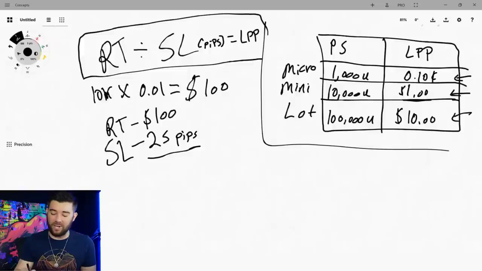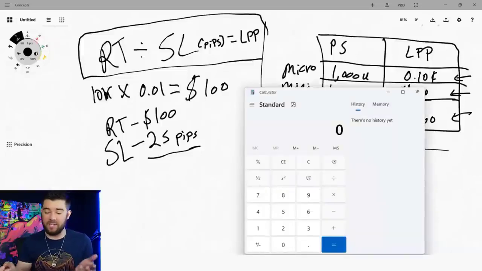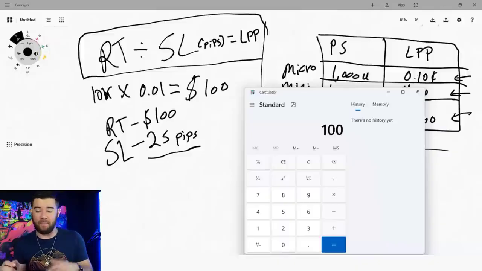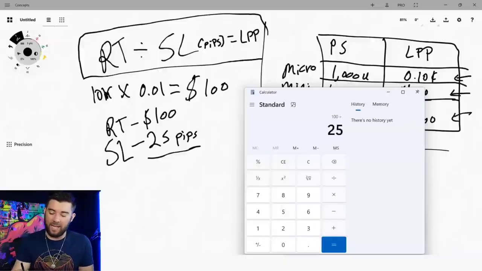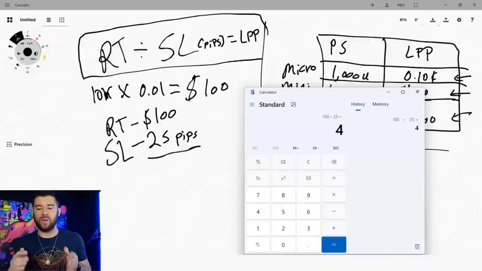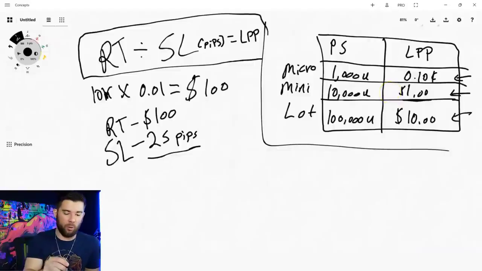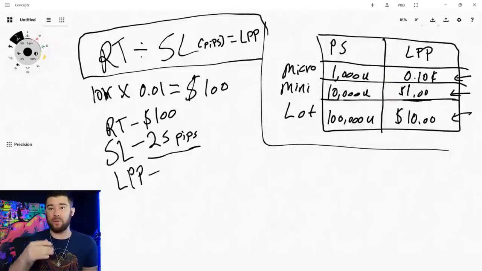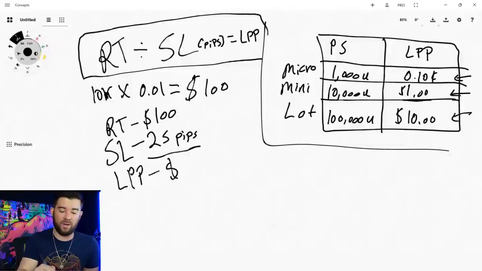We can actually do this on a calculator really quickly to make it super easy. We have a $100 risk, that's our risk tolerance, divided by the amount of pips in our stop loss, which is 25. That gives us 4. That means $4 is our LPP. So LPP, meaning the amount of money we can lose per pip, is $4.